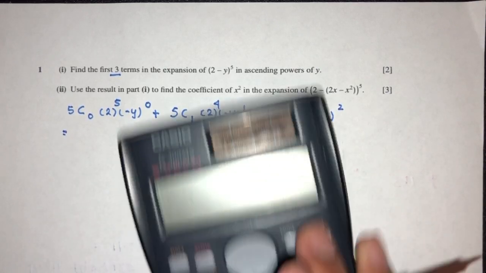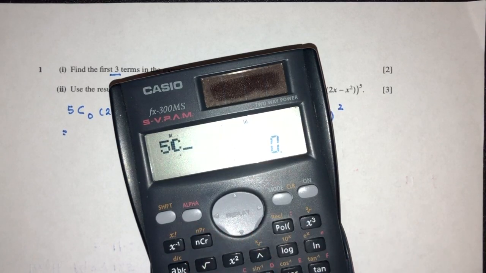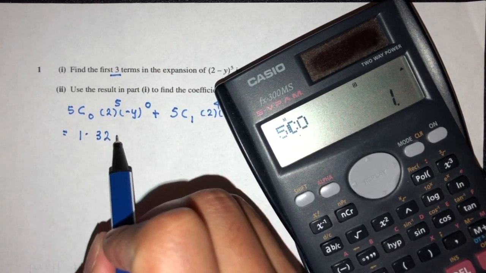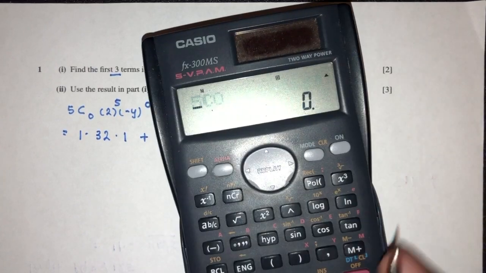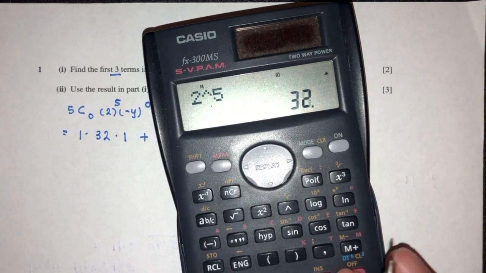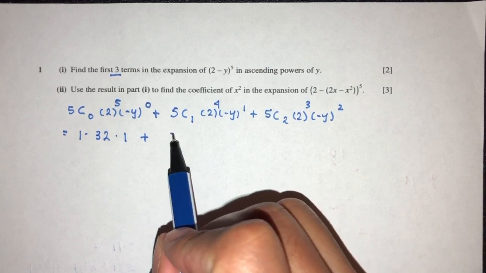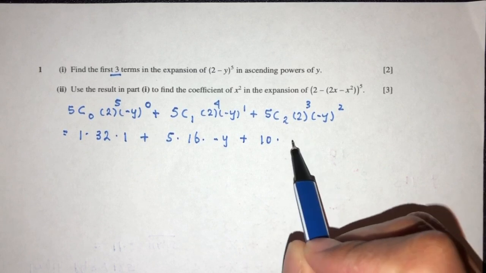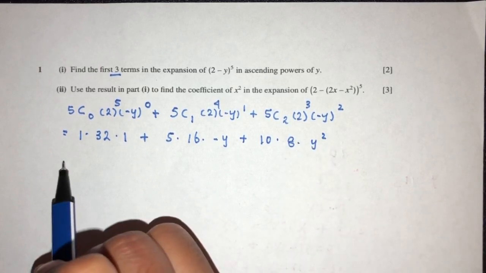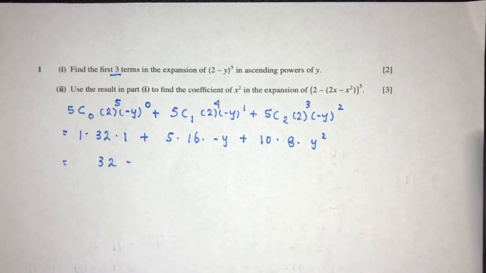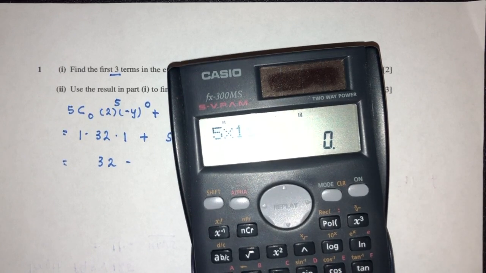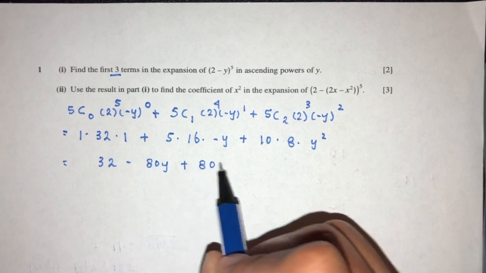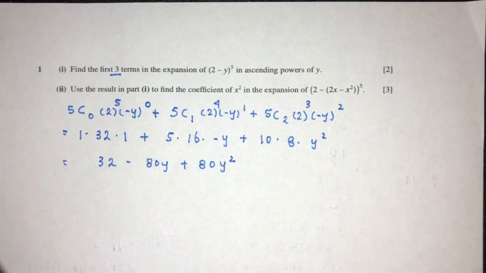Simplify. 5 choose 0 is what? It is 1. 2 power 5 is 32, and this will be 1. Let's check: 2 power 5 should be 32. Exactly. 5 choose 1 is 5, that should be 16, and that should be minus y, plus 10, that should be 8, that should be y squared. So 32 minus 5 times 16, that should be minus 80y, and plus 80y squared. That is part 1 of your question.